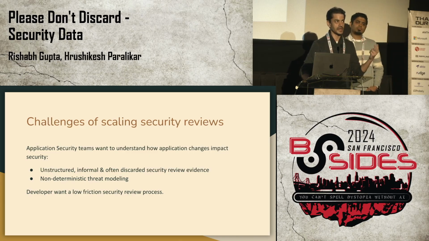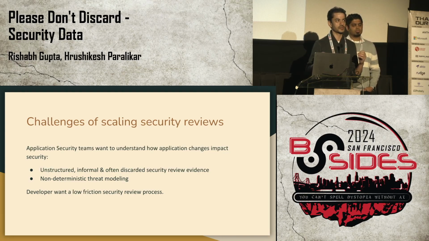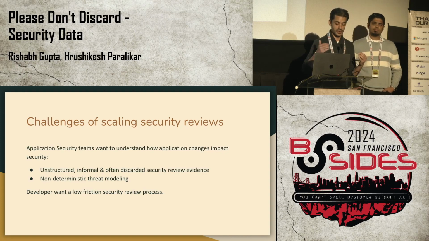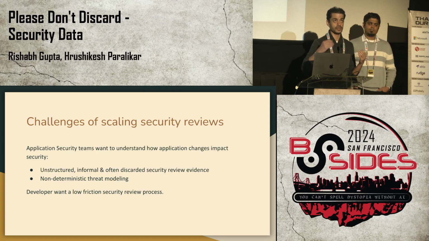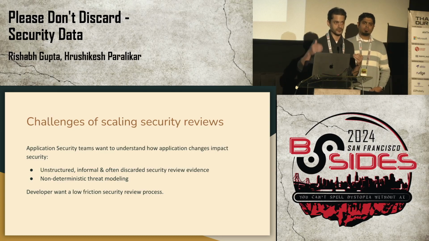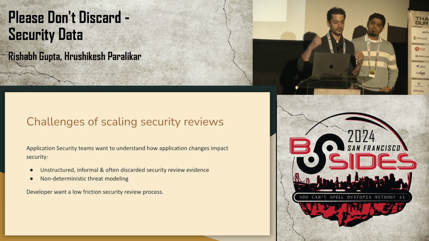And then the other part of that is security review or threat modeling in general can be very non-deterministic. And that means it tends to be more of an art than a science. And that becomes very challenging when you hand that over to developers because it depends on the individual's security knowledge, more or less, for them to be able to do a good job at threat modeling. And then if you want consistent, reproducible results from developers, that problem of non-determinism becomes a big challenge.